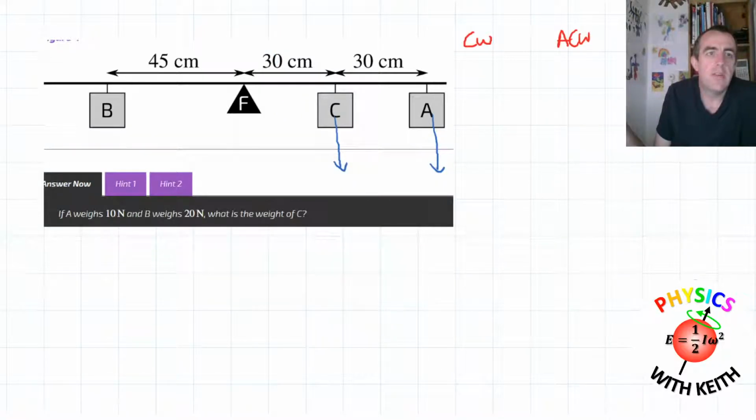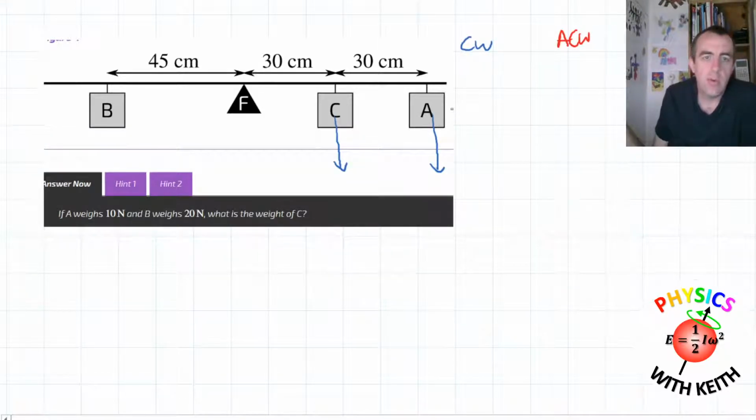So let's use a color coding thing here to make it a little bit clearer. Let's use blue for clockwise. We want the weight of C. So we know whatever the weight of C is multiplied by 30 centimetres is one of the things that's producing that clockwise moment. The weight of A we are given, which is 10 newtons, multiplied by, well, what's the distance for A?